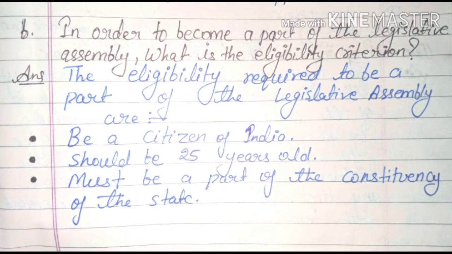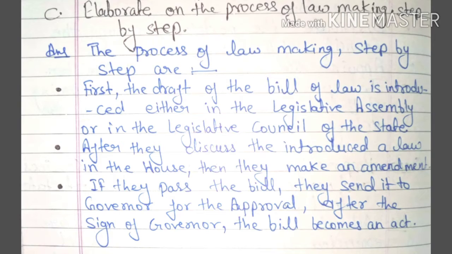Now, the next homework question was, in order to become a part of the legislative assembly, what is the eligibility criteria? So, yesterday we discussed this in our previous class, that the eligibility required to be part of the legislative assembly are: be a citizen of India, second, should be 25 years old, must be a part of the constituency of the state.